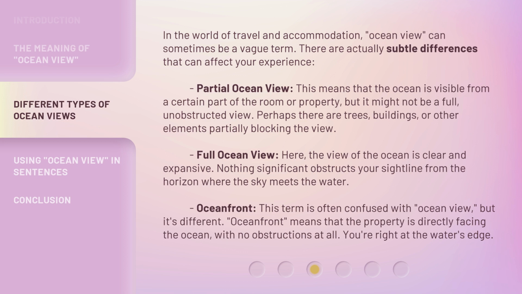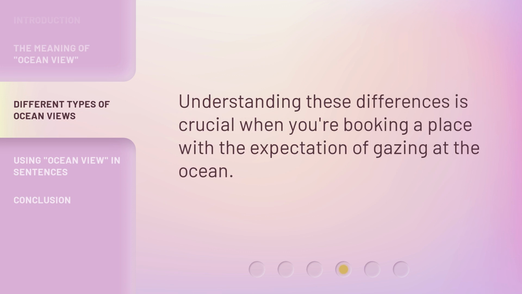Full ocean view. Here, the view of the ocean is clear and expansive. Nothing significant obstructs your sightline from the horizon where the sky meets the water. Oceanfront. This term is often confused with ocean view, but it's different. Oceanfront means that the property is directly facing the ocean, with no obstructions at all. You're right at the water's edge. Understanding these differences is crucial when you're booking a place with the expectation of gazing at the ocean.